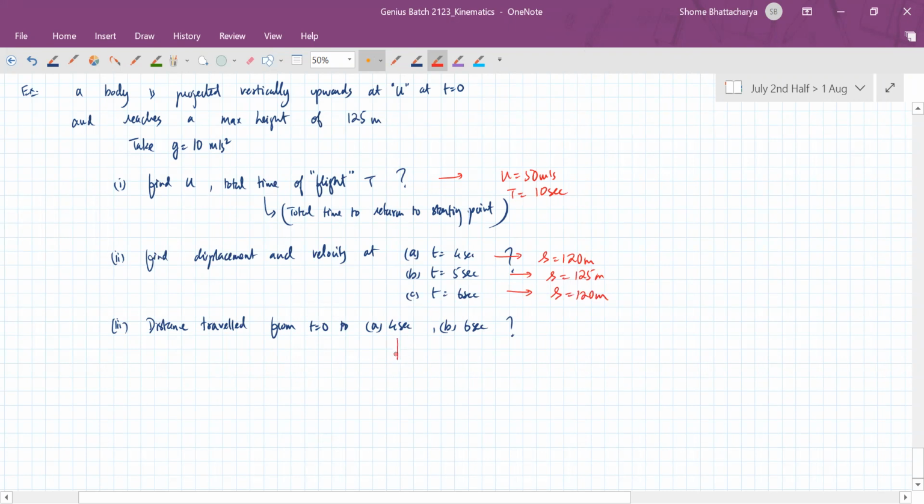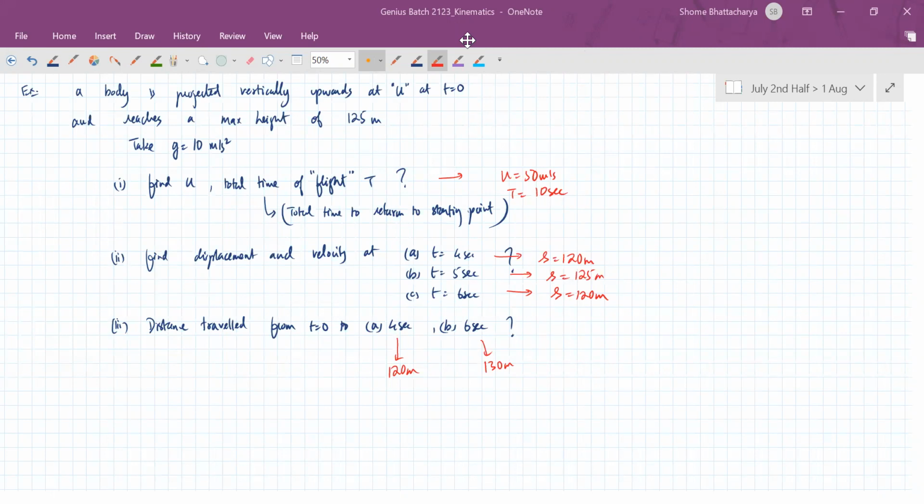Whereas when we talk about the distance traveled from 0 to 4 seconds will be 120 meters. But from 0 to 6 seconds, the distance traveled will become 130 meters. Because it's going up 125 meters and then coming down 5 meters. Okay. So I see for some reason, some of you have got that last answer wrong, that 130 meters. Many of you got correct, of course. Very good. Aparna, Prithvi.